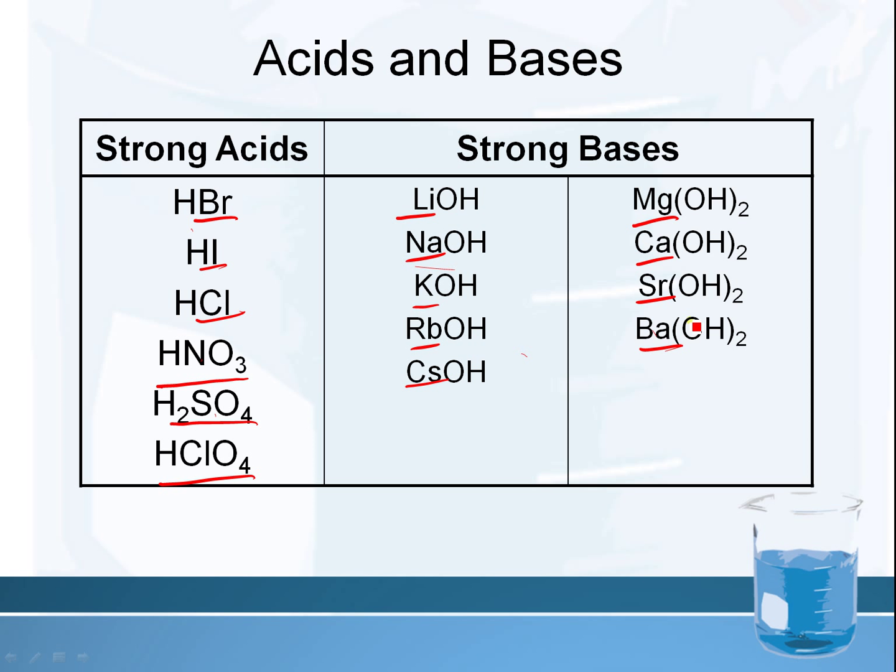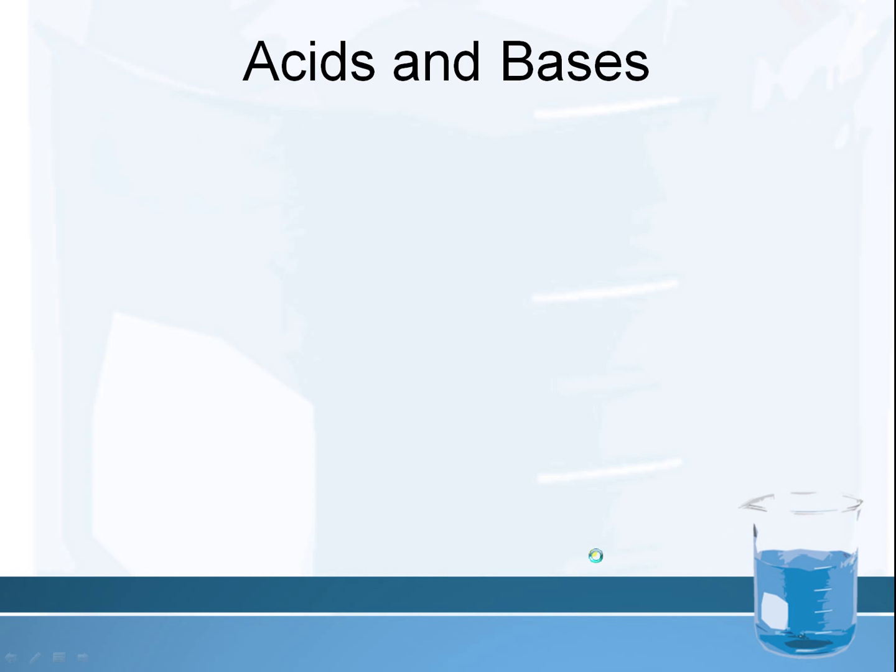So you need to memorize these, because there's only a few strong acids and strong bases to remember, but there are thousands of weak acids and weak bases. So it's easier to remember the strong ones. And when you've never seen it before, just assume it's a weak acid or weak base. Okay, so let's do some examples.